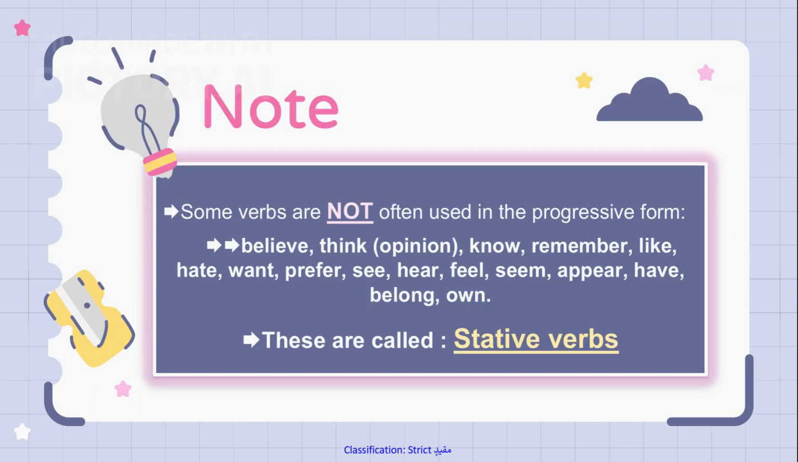It's important to note that some verbs, known as stative verbs, are not often used in the progressive form. These include verbs like believe, know, like, and own. Understanding this helps us use the present progressive correctly.